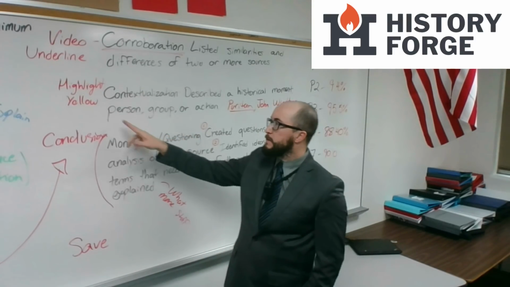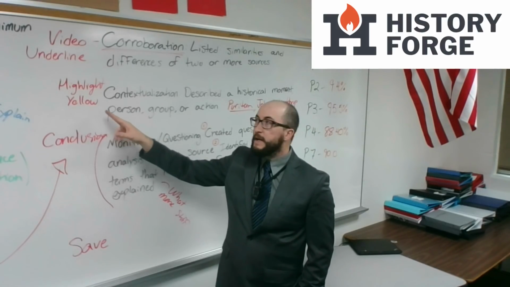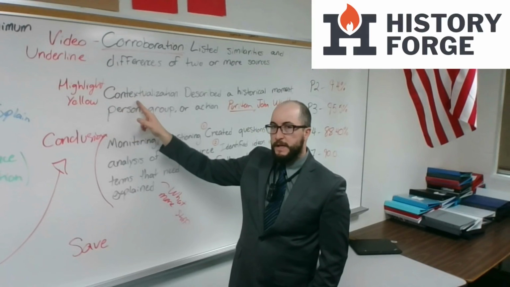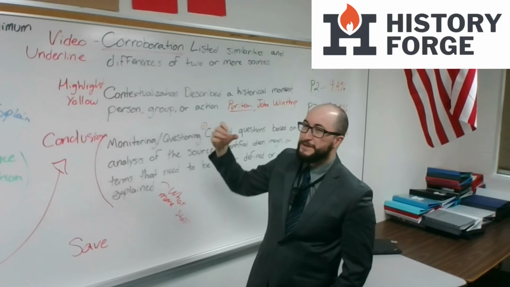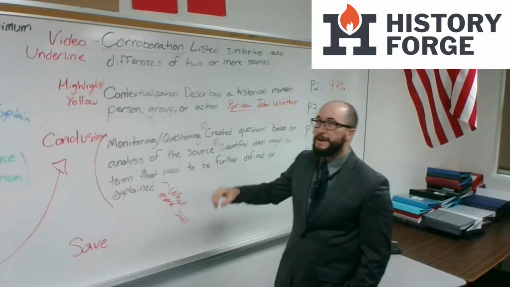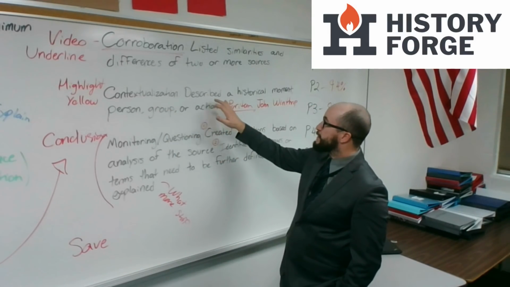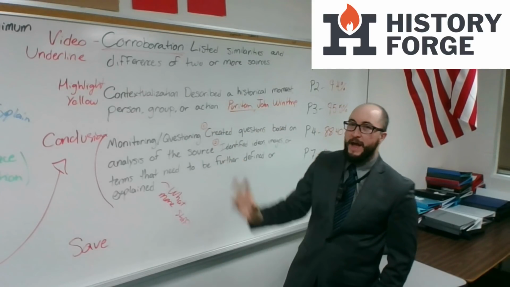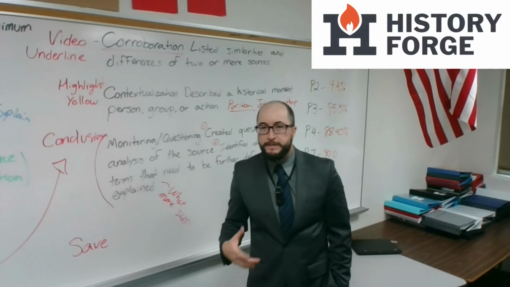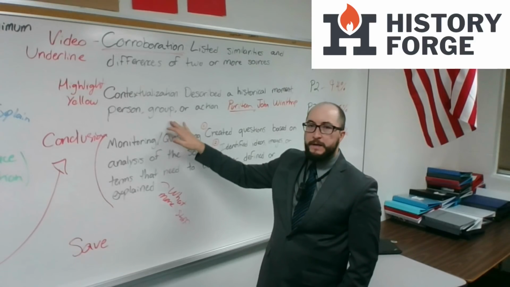And then finally, you need to highlight in yellow every time you do contextualization, sorry. I had a hard time saying that word today. Describe a historical moment, person, group, or action. That's literally all you have to do. It's pretty simple. And I just want you to highlight those moments.